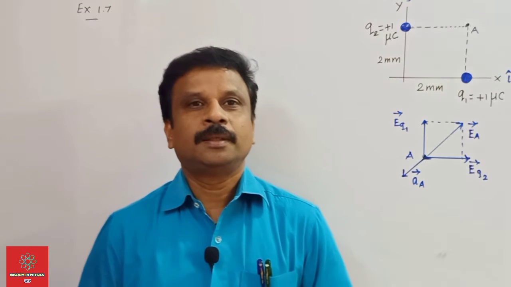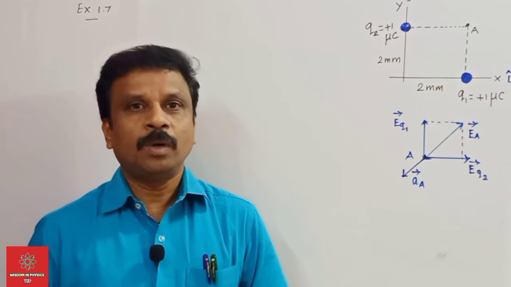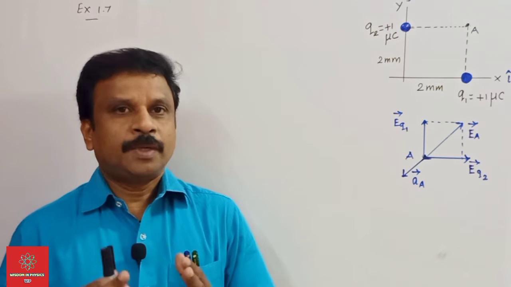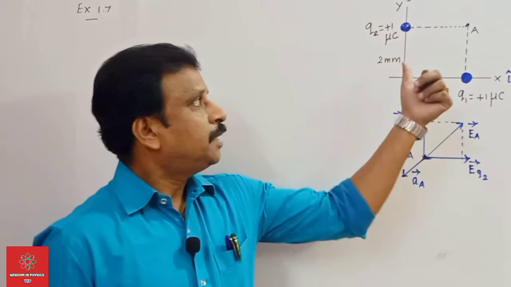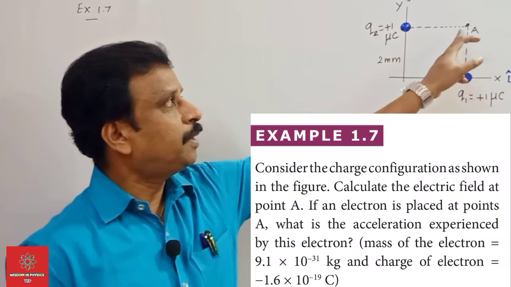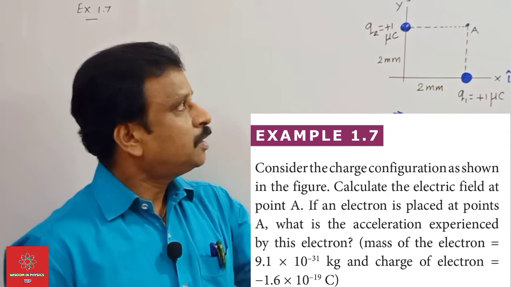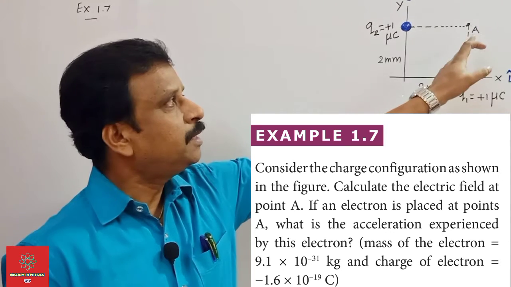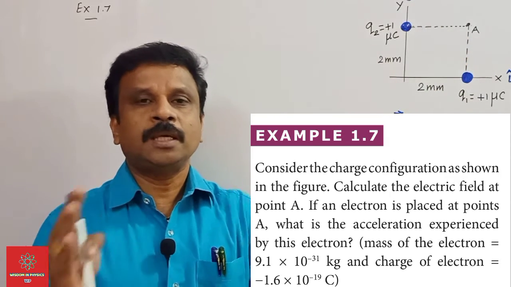Hi dear students, a very important example problem number 1.7 we are going to discuss in this video. So first let us see the problem first. In the given configuration we have to find out the electric field at a point A due to these charges. And also if an electron is placed at a point A, what will be the acceleration of the electron which is kept in the point A? So this is a problem.